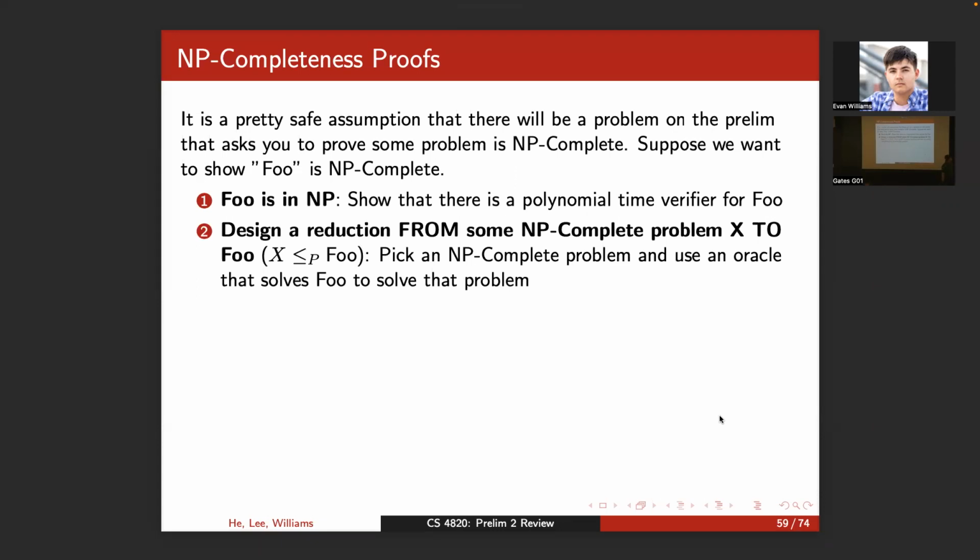Then you want to design a reduction from some NP-complete problem X to the problem foo. So pick some NP-complete problem and basically assume that you have some oracle or black box algorithm that solves foo, and use that to solve the NP-complete problem.